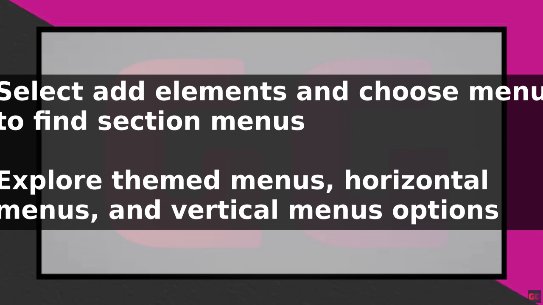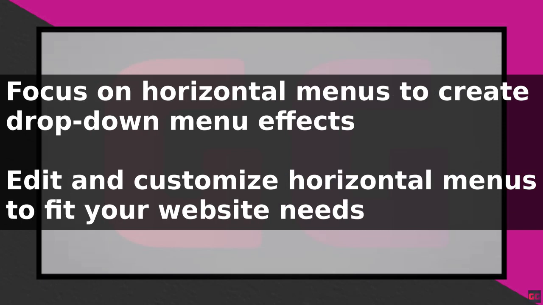In the editor, you'll see various options on the left side, including Add Elements, Add Section, Page, Menu, Add Apps, My Business, Media, and CMS. Select Add Elements and then choose Menu to find the section menus, page navigation, and search options.